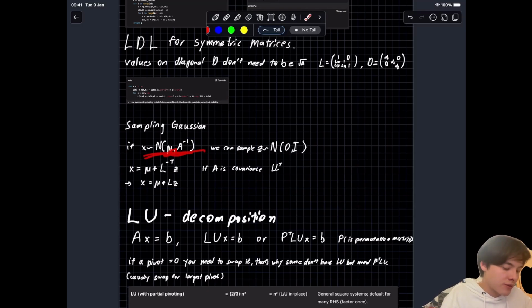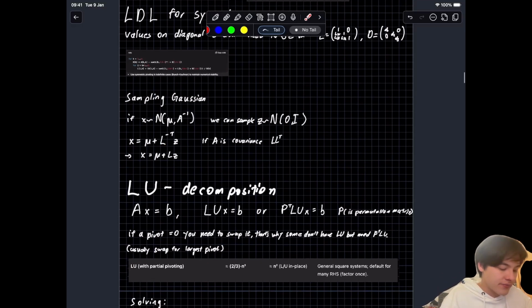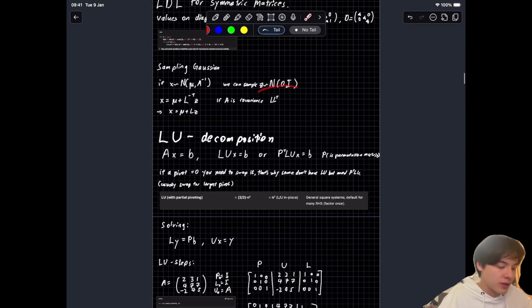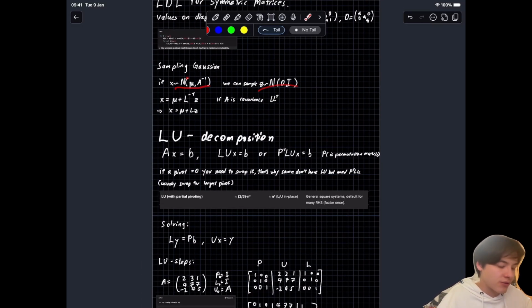So we have the expectation, so the average, and our covariance matrix. We just need to apply this formula to get our x. So that's how you would do it with this, instead of sampling from that.